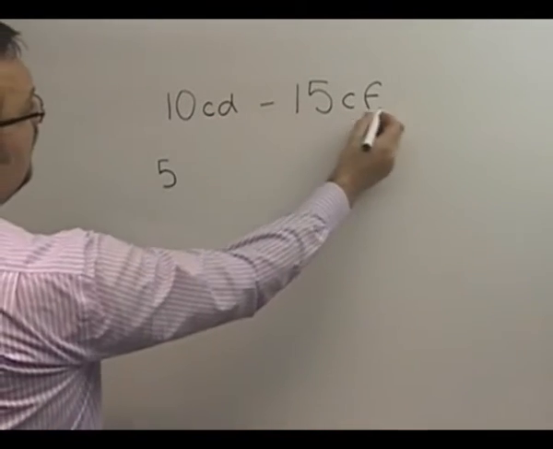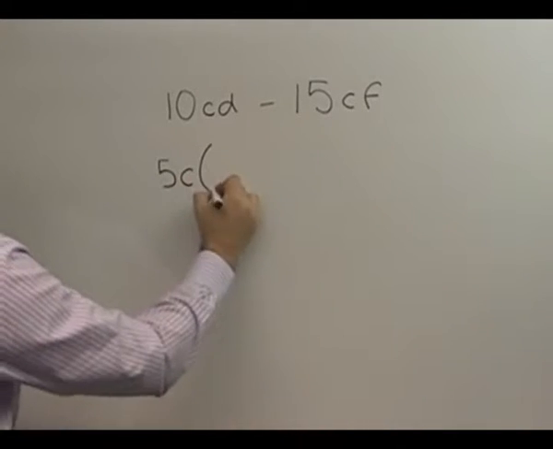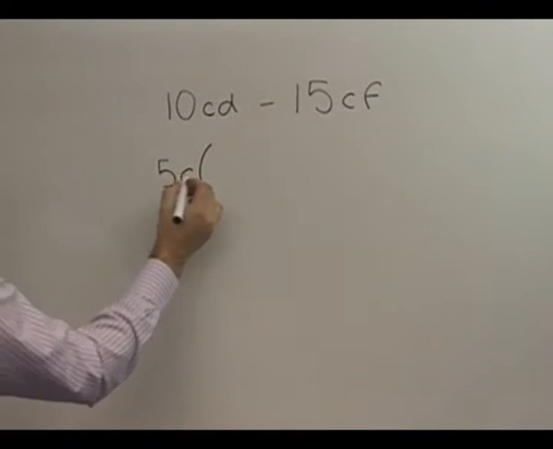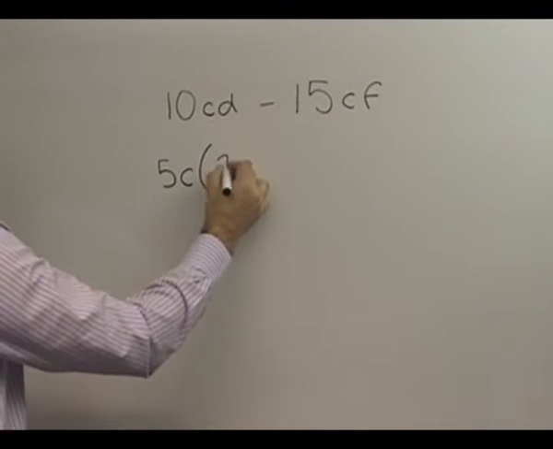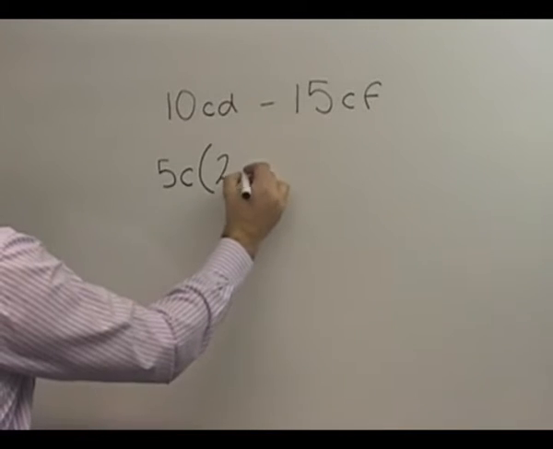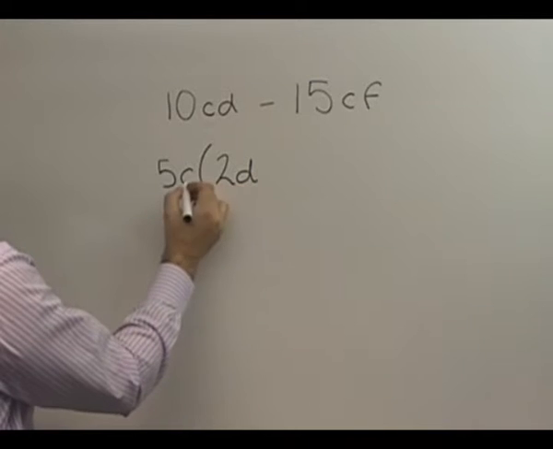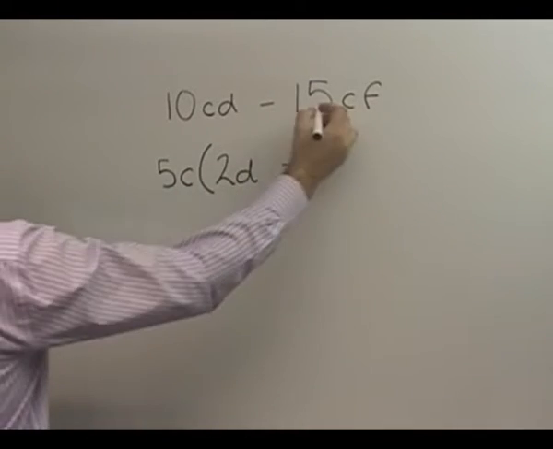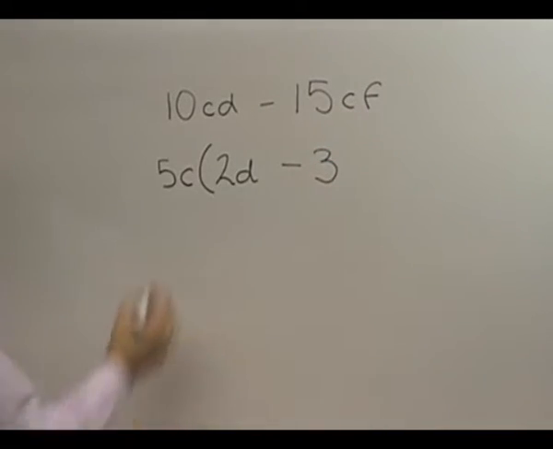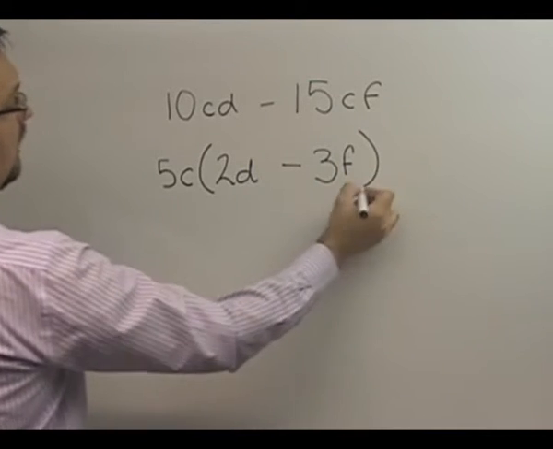Now CD and CF, you'll notice C is a factor of both of those. So what we're going to do is say 5C times what is 10CD? Well, 5 times 2 is 10. If you times it by D, what you're going to end up with is 5 times 2 is 10 times C times D. I'll show you in a minute. Then take away 5 times what is 15? That's 3. 5 3s are 15. And C times F is CF.